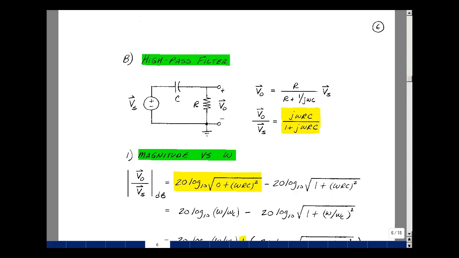This lesson deals with a high-pass filter. You can find these notes in the course ebook in Chapter 6 starting on page 6.